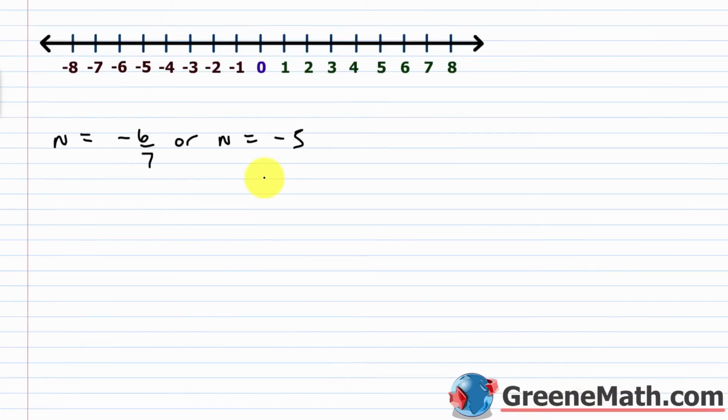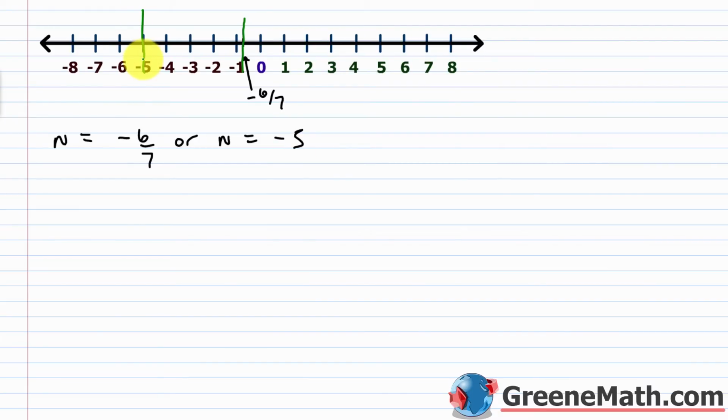Remember, these two represent endpoints, or you can think about them as boundary points. They're going to separate the number line into solution regions and non-solution regions. So negative 6 sevenths is going to be between 0 and negative 1. It's going to be pretty close to negative 1, so let's just put it right there. So we'll say this is negative 6 sevenths. And what I'm going to do is I'm going to make a little vertical line there, just to signify that this is going to separate things. And then I'm also going to do that at negative 5. So I'm going to do that here as well.